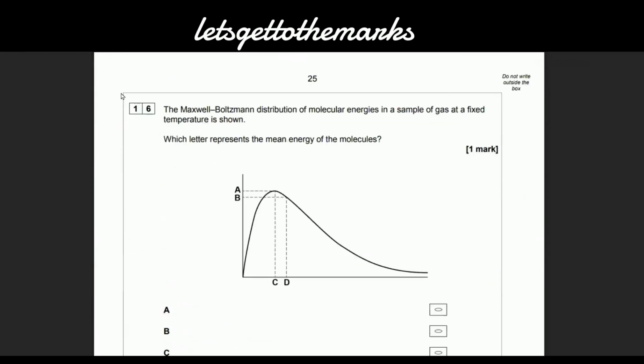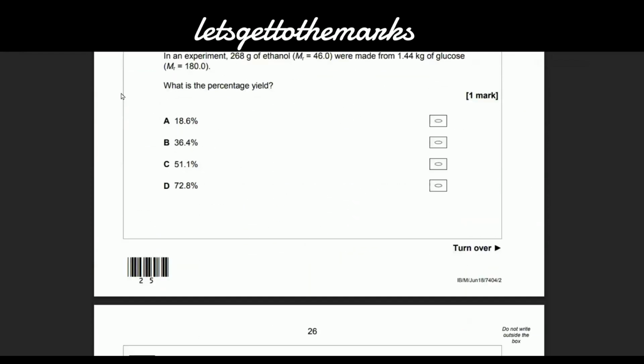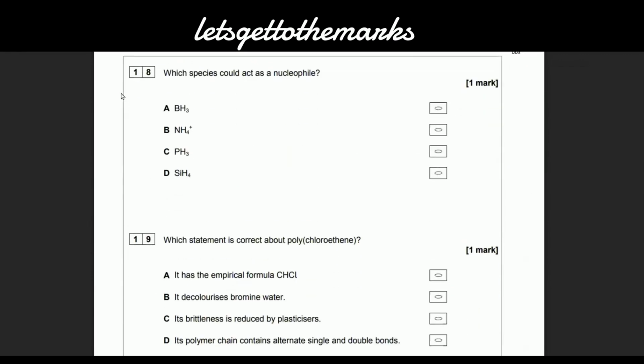Sorry, pressed the wrong button. Everything flipped. 18. Which species could act as a nucleophile? So nucleo means nucleus, and phile means love, or really attracted to. So a nucleophile is attracted to nuclei. Nuclei are positive, so they love a nucleus. What sort of thing is going to be attracted to a nucleus? Something with a lone pair or a negative charge.